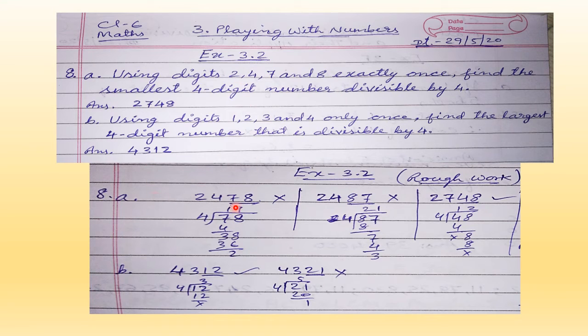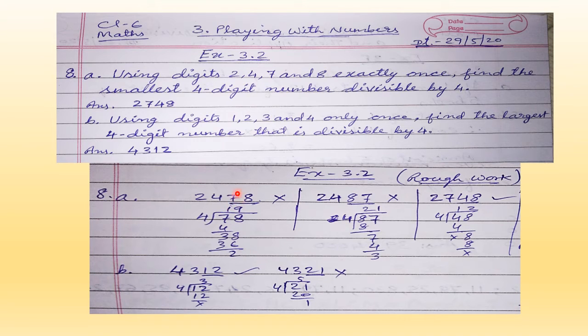So 2478, now we will use the divisibility test on it. You know that if the number formed by the last two digits is divisible by 4, then we say that the number is divisible by 4. So we will test 78 and divide it by 4. We saw that the remainder is 2. That means 2478 is not divisible by 4. So this is not the smallest number which is divisible by 4.